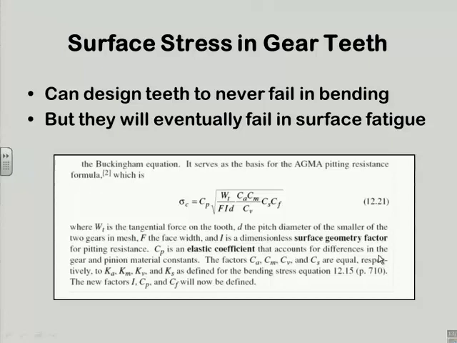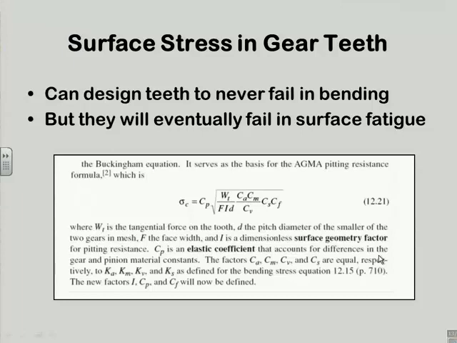So a fellow named Buckingham, who I think was a prof at MIT a long time ago, was the first to develop an equation that was appropriate to calculate the surface stresses in gear teeth, because they have very funny geometry. And his equation has been, again, modified and improved by AGMA over the years. It's still referred to as the Buckingham equation, but its official name is the AGMA pitting resistance formula. But it's based on the Buckingham equation, to which they've added some goodies.